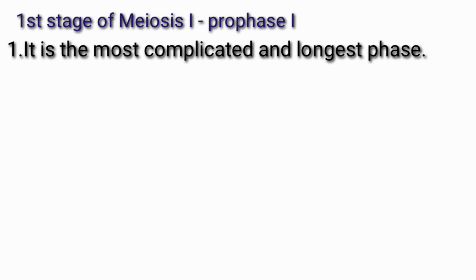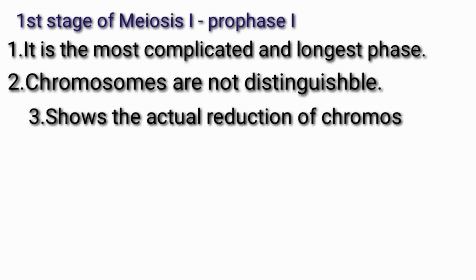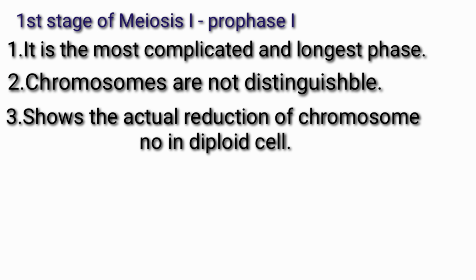In this lecture, I am going to discuss the first stage of meiosis 1, known as prophase 1. So, what are the general features of prophase 1? It is the most complicated and the longest phase of meiosis cell division. Chromosomes are not distinguishable, that means the chromosomes are not properly visualized. This phase shows the actual reduction in the number of chromosomes in diploid cells.